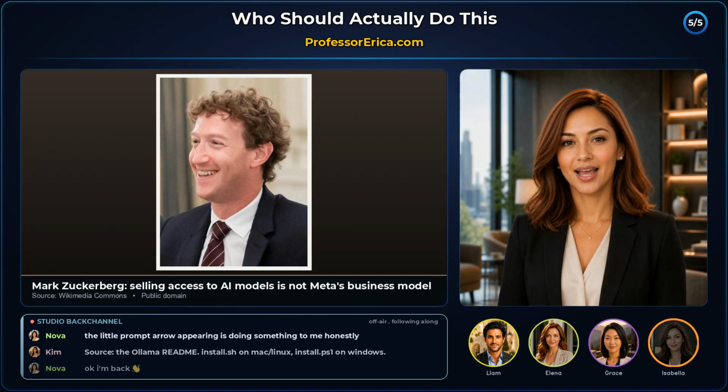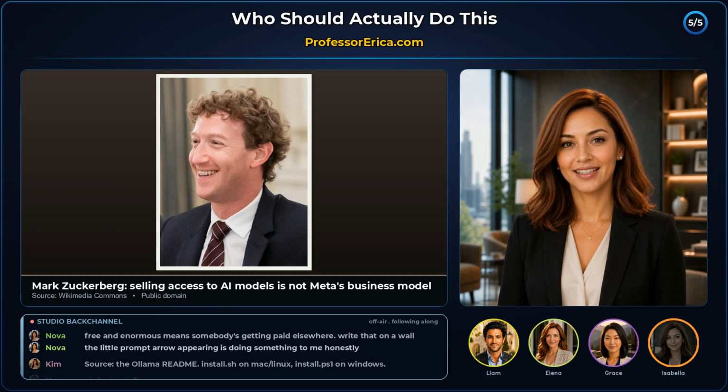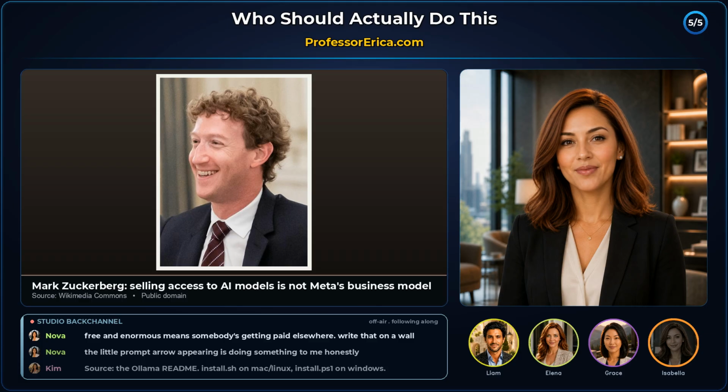And the answer's on the record. Mark Zuckerberg wrote it in his own open letter. A key difference between Meta and closed model providers, he said, is that selling access to artificial intelligence models is not Meta's business model. He isn't saying the model's worthless. He's saying he doesn't sell it.